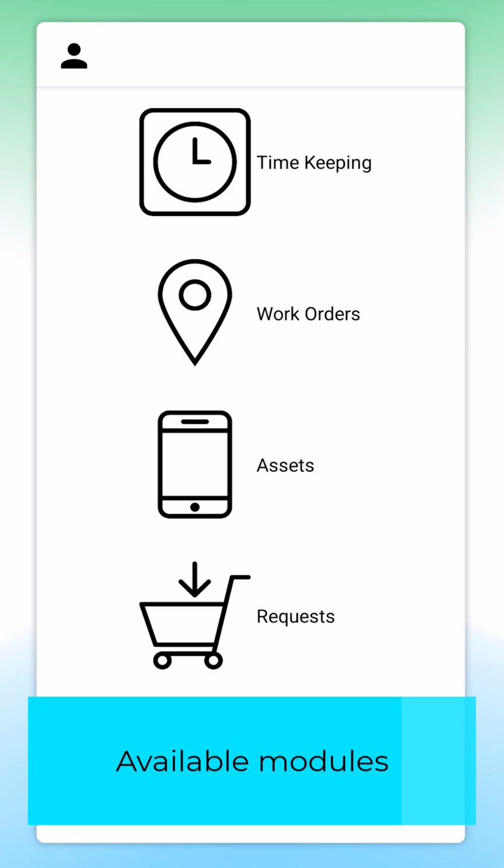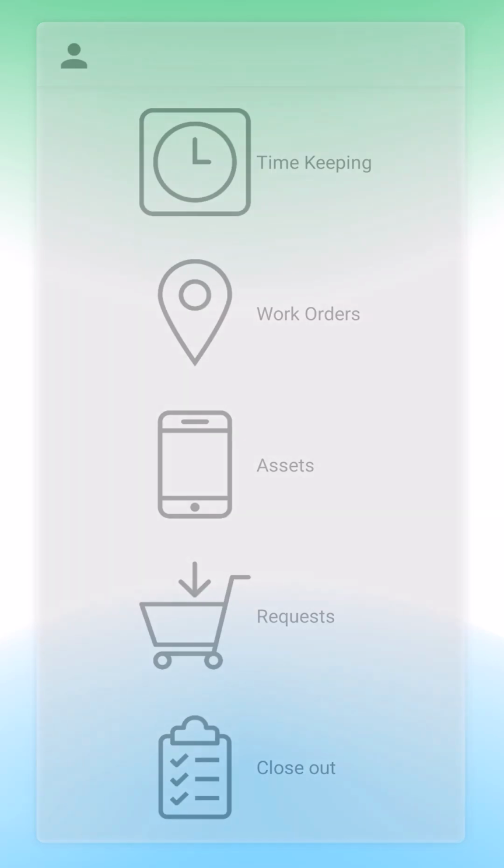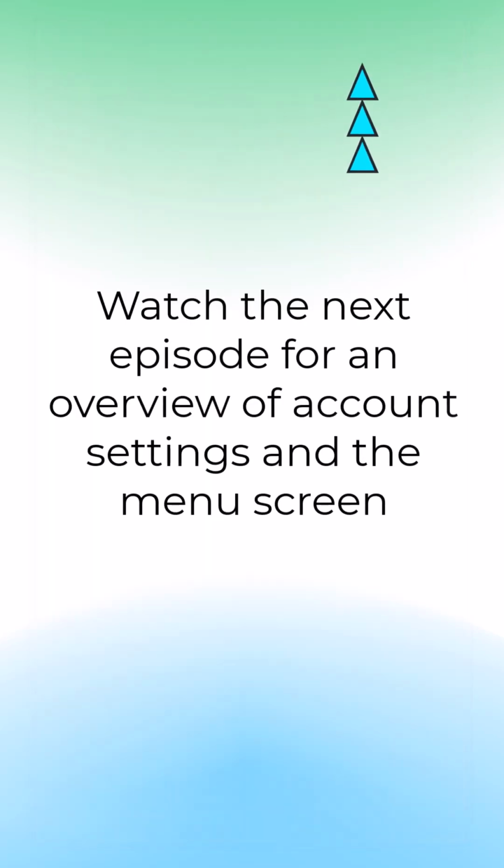In the Fieldclix system, we use employee roles to enable or disable modules in the mobile app. As a quick example, if you're in the timekeeping mobile role, you'll be able to access the timekeeping module. Watch the next episode for an overview of account settings and the menu screen.